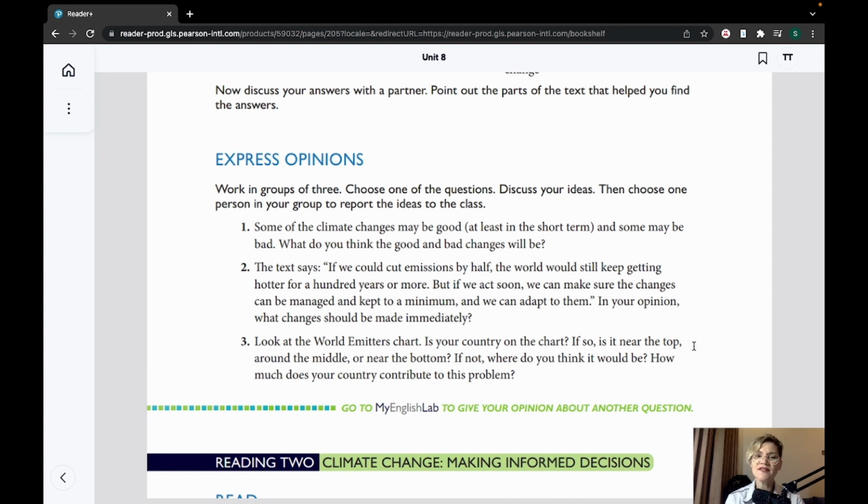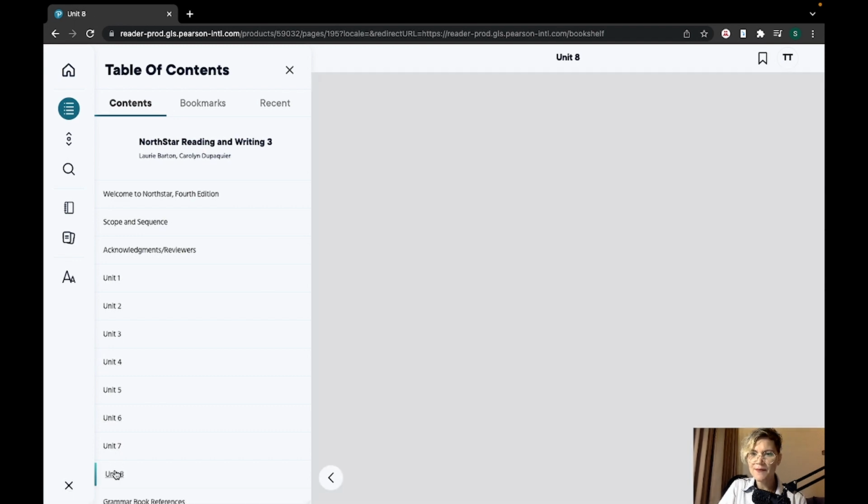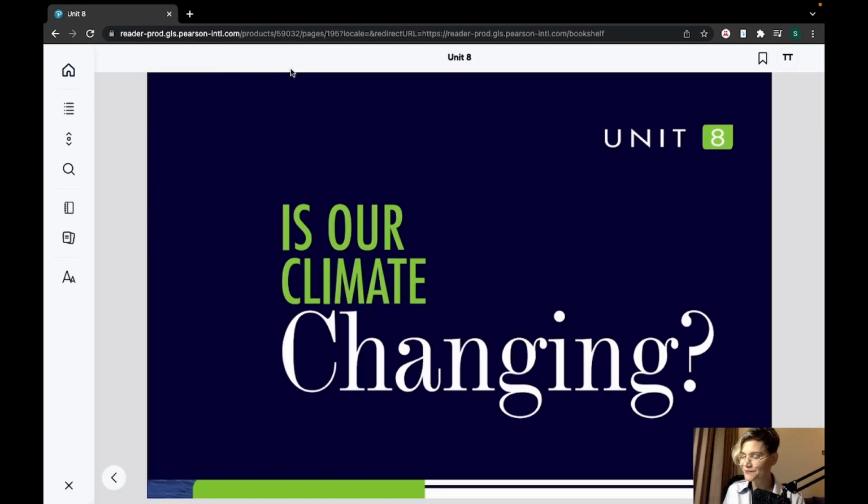3, look at the world emitters chart. Is your country on the chart? If so, is it near the top, around the middle, or near the bottom? If not, where do you think it would be? How much does your country contribute to this problem? Okay, I want you to write your opinion about these 3 questions so we can discuss them when we meet each other in class. These are very good questions, very good points to think about and to discuss. Remember to use PEEL and/or AREL.